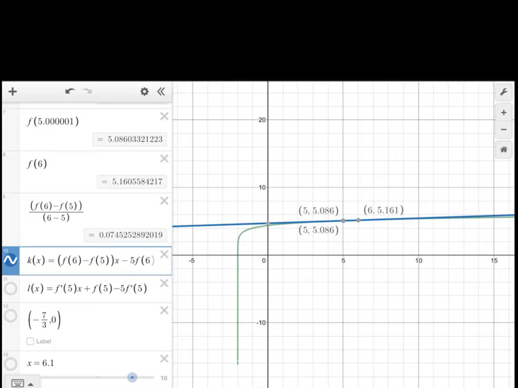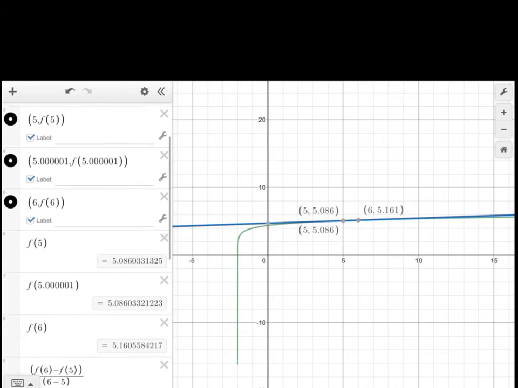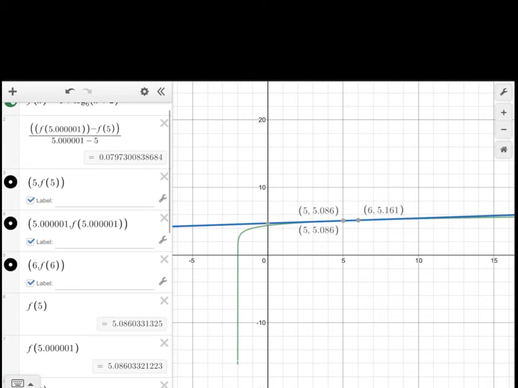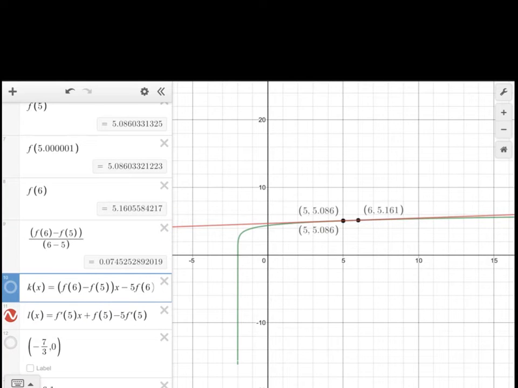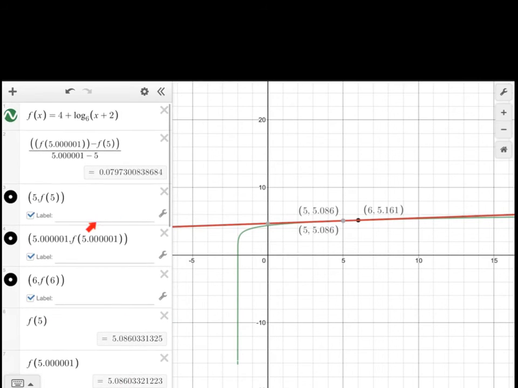What is the instantaneous rate of change at 5? Well, we're going to estimate it, and that is going to be right here, 0.07973 approximately. Right, so as you can see, these two graphs are actually very close to each other, almost the same thing. So on this log curve, we see that the slope doesn't change very much. It does change. You can see the two numbers, this is 0.0745252. Here we have 0.0797. So this one is actually a little bit steeper.